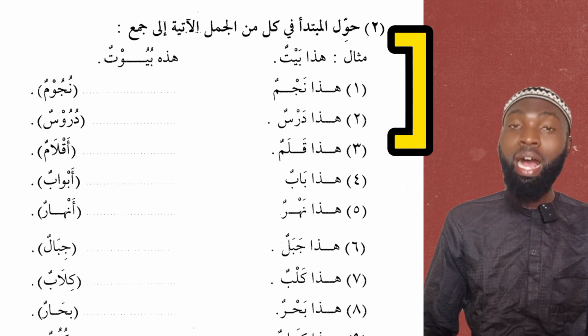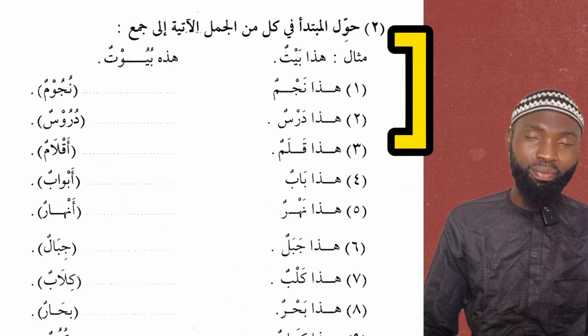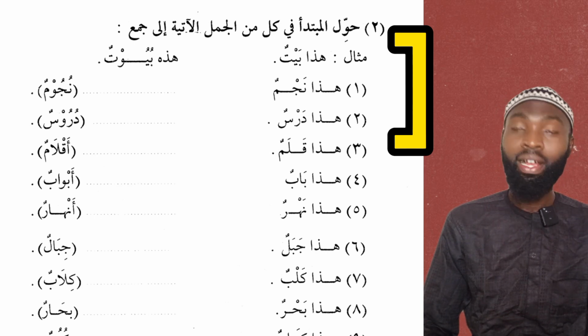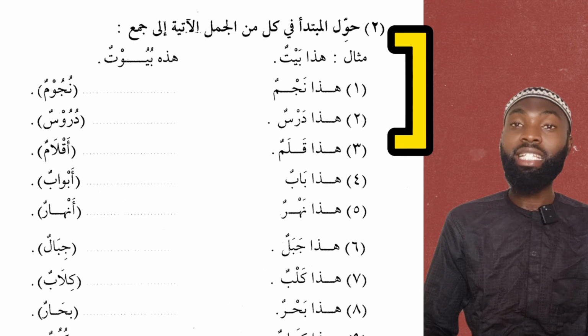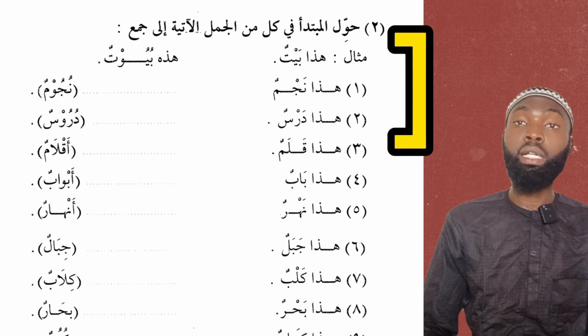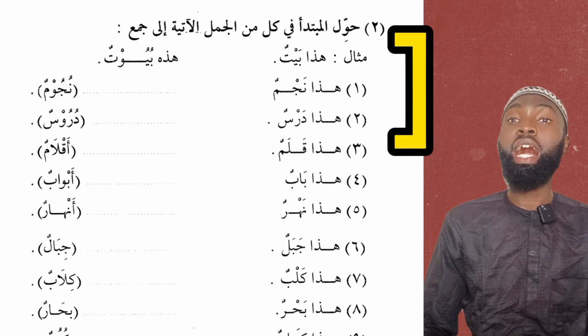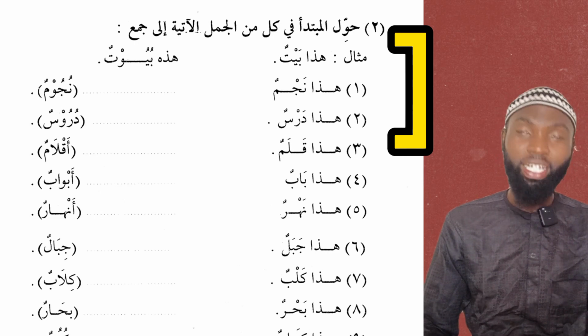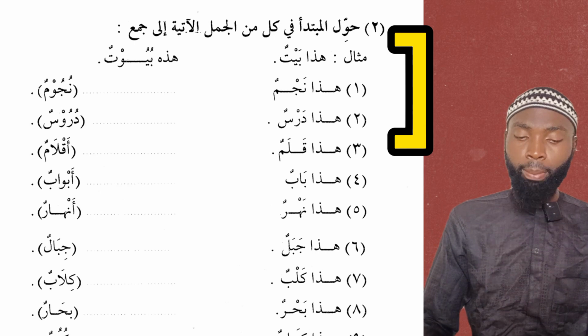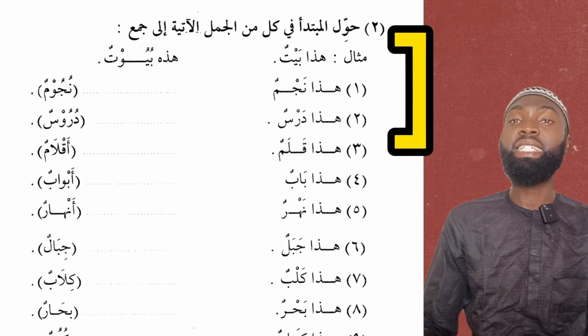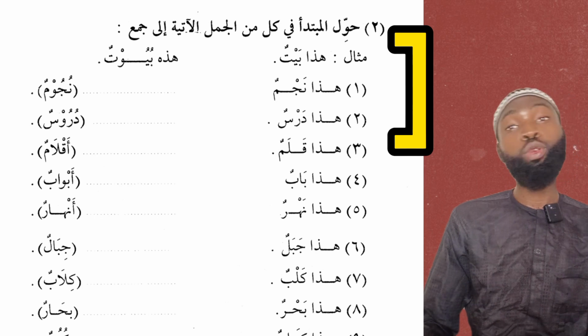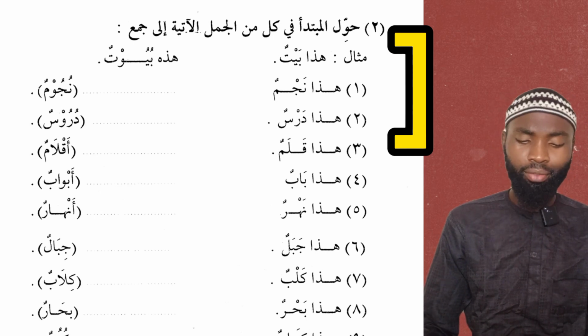Mithal, we have an example. Hadha baytun, this is a house. When we have the plural of the house, what do we have? Hadhihi. So hadha is the mubtada here. Hadhihi is what we shall be changing, because house is an unintelligent noun. Therefore, the demonstrative pronoun hadha will now change to hadhihi when we come to buyutun, which is the plural form of baytun. So what we have is hadhihi buyutun. It is wrong to say haula'i buyutun. Number 1, we have hadha najmun. This is a moon. In the bracket, we can see nujumun. What do we have? Hadhihi nujumun. Very simple.